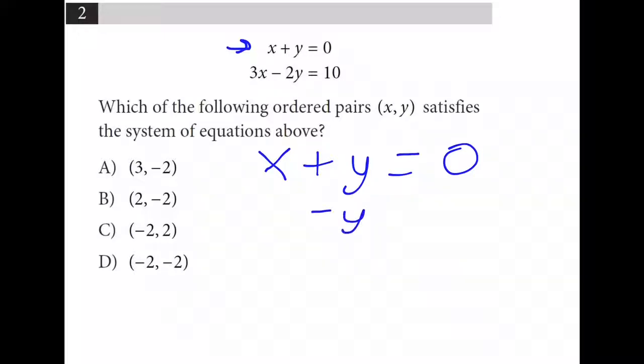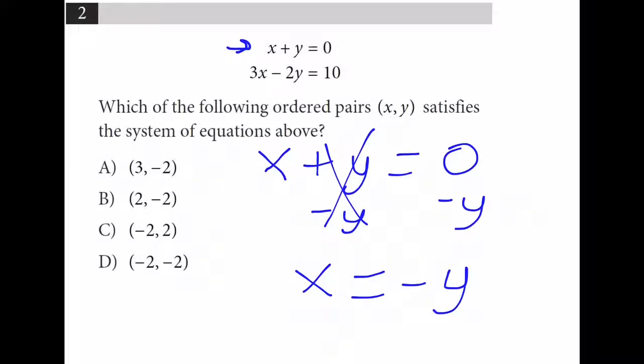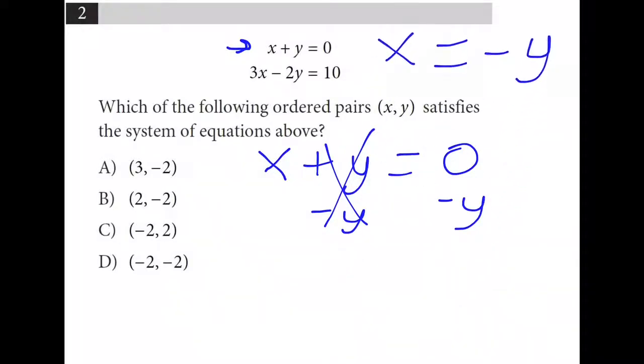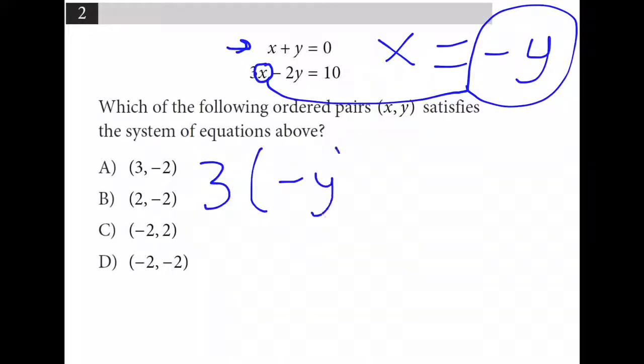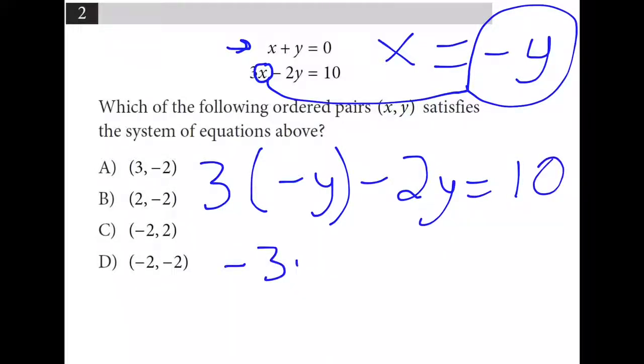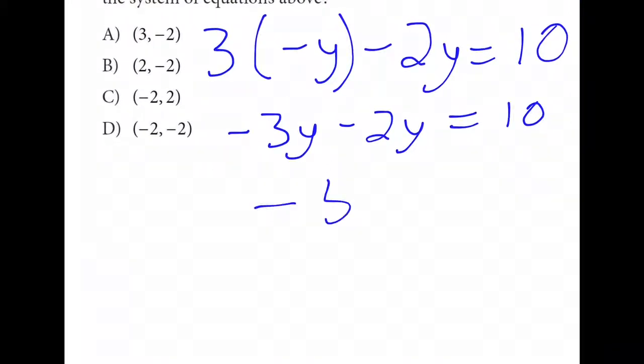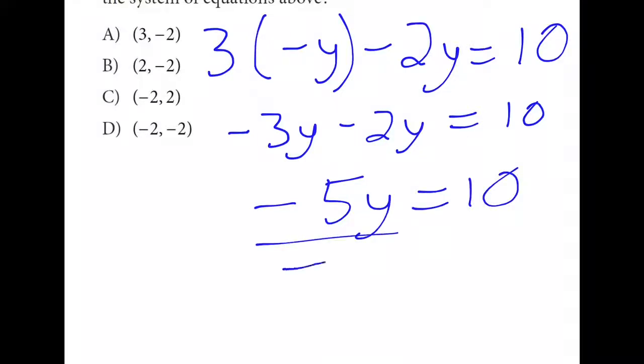To do so, we're going to subtract a y from both sides, which cancels it out on the left, and we're left with x is equal to a negative y. Let's take that value, put it up here, and we'll plug that into the other equation, which means everywhere there used to be an x, like here next to the 3, we're going to replace it with what x is equal to. So 3 multiplied by a negative y minus 2y is equal to 10. If I multiply that, I get negative 3y minus 2y is equal to 10. If I combine like terms, I get negative 5y is equal to 10. Divide by negative 5 on both sides, and I get y is equal to negative 2.